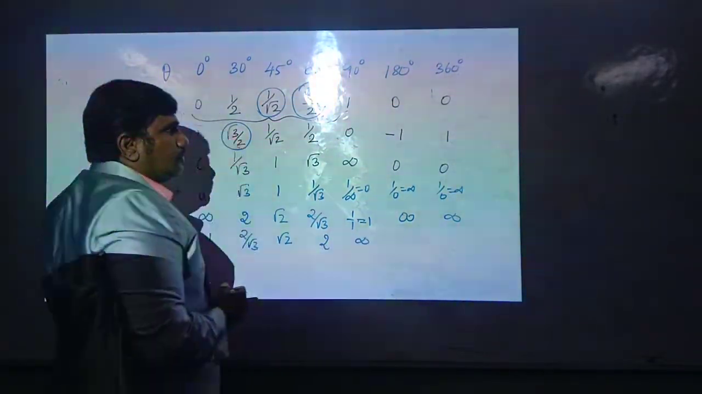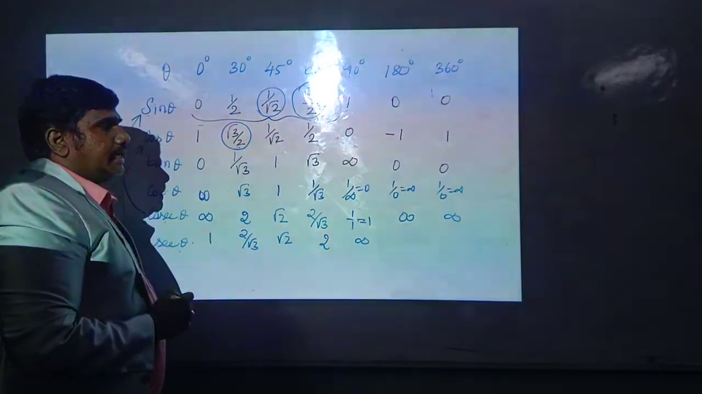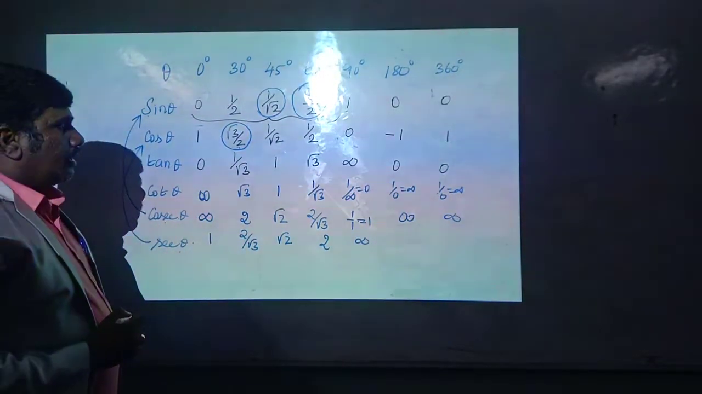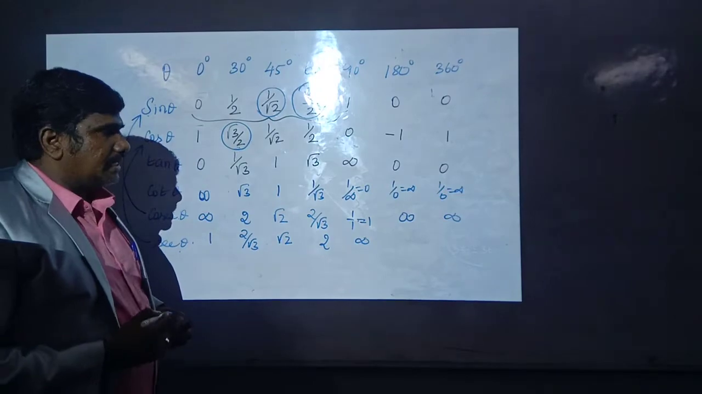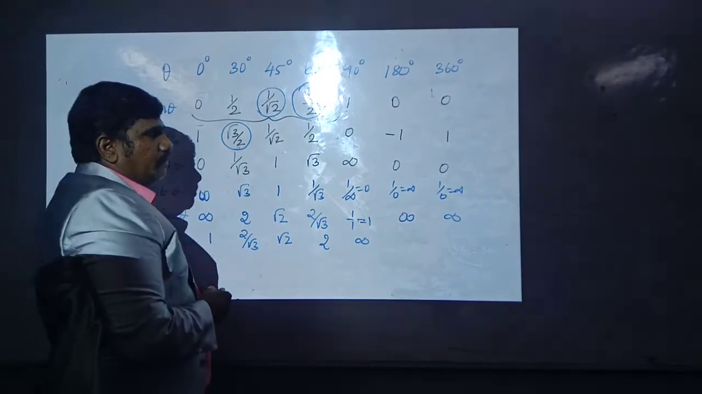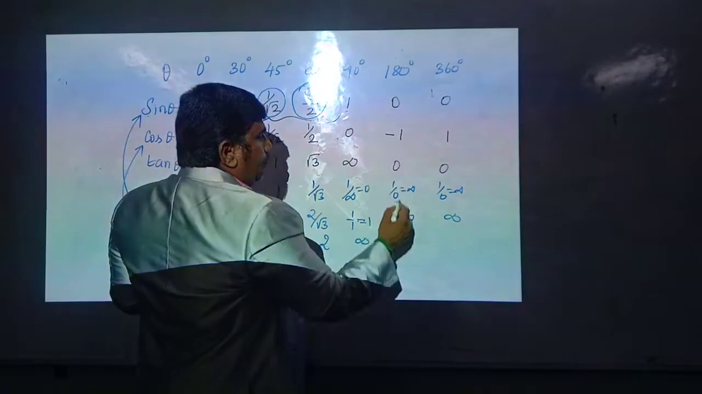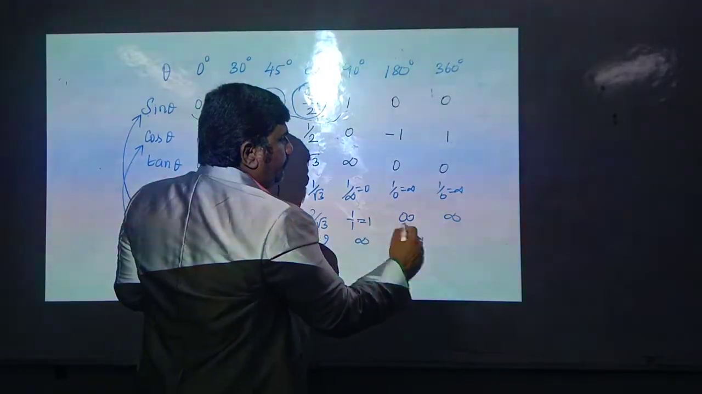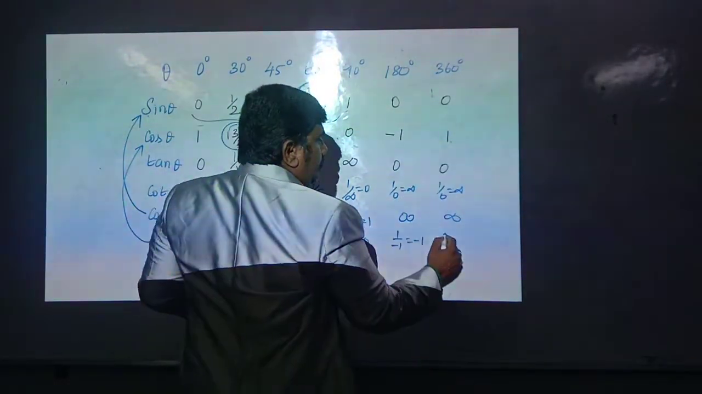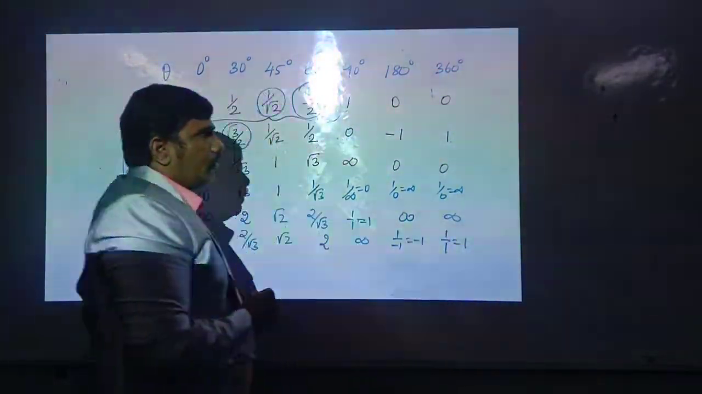Here the reciprocal of cos 90 would be secant 90. So cos 90 takes value 0, so it becomes infinity. 1 by 0 is infinity. And again 1 by minus 1 is going to be minus 1 here. Then 1 by 1 is going to be 1 here.